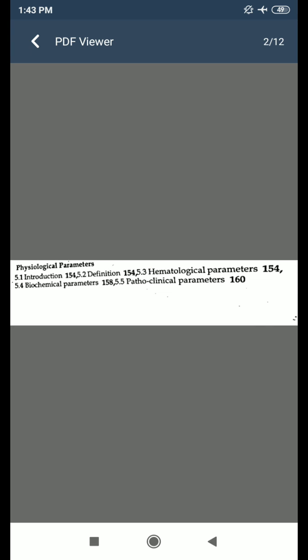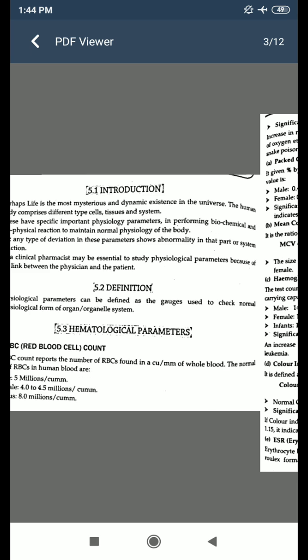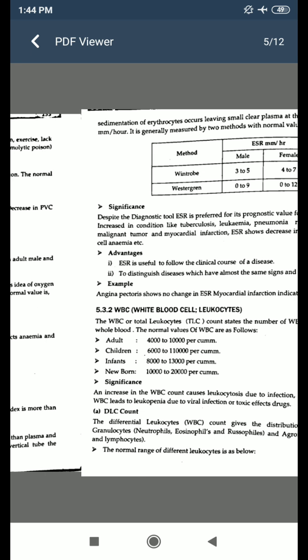In previous lecture, we have seen the definition, then hematological parameters. In hematological parameters, RBC count, and the significance of RBC count. In RBC count, packed cell volume or hematocrit, then mean corpuscular volume and hemoglobin. Now today I will start the next point: WBC, white blood cells. Firstly, I will revise the previous part of this chapter.